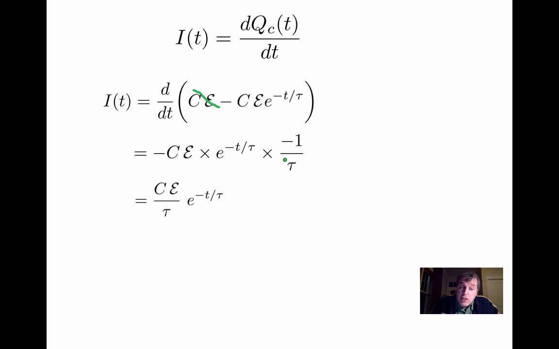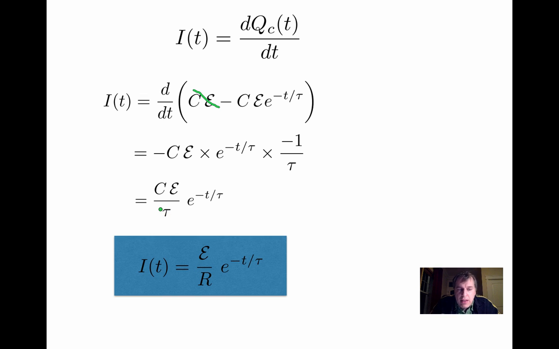We can rewrite it in a slightly different form. Remember the tau here stands for R times C. So if I write tau as R times C, I can cancel out the C, and I'm left with E over R times the exponential. This is the current as a function of time in the charging circuit.